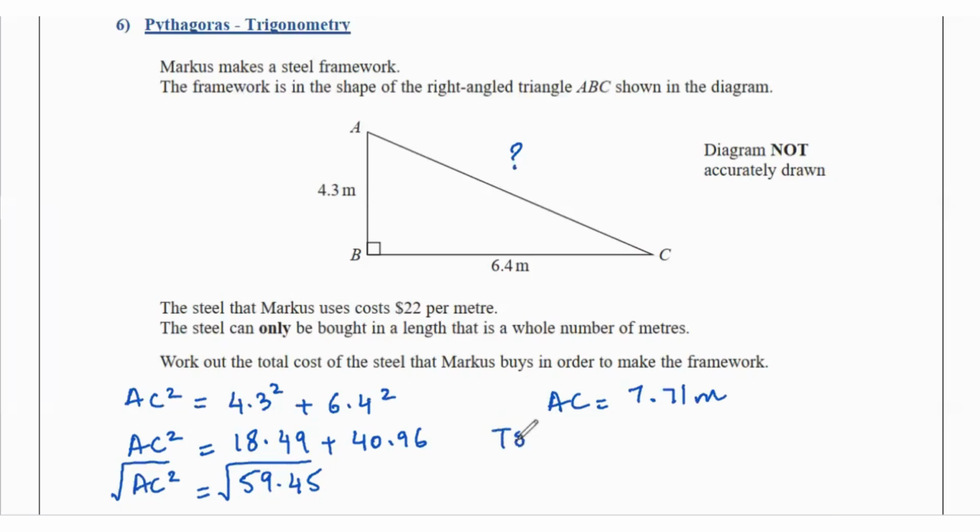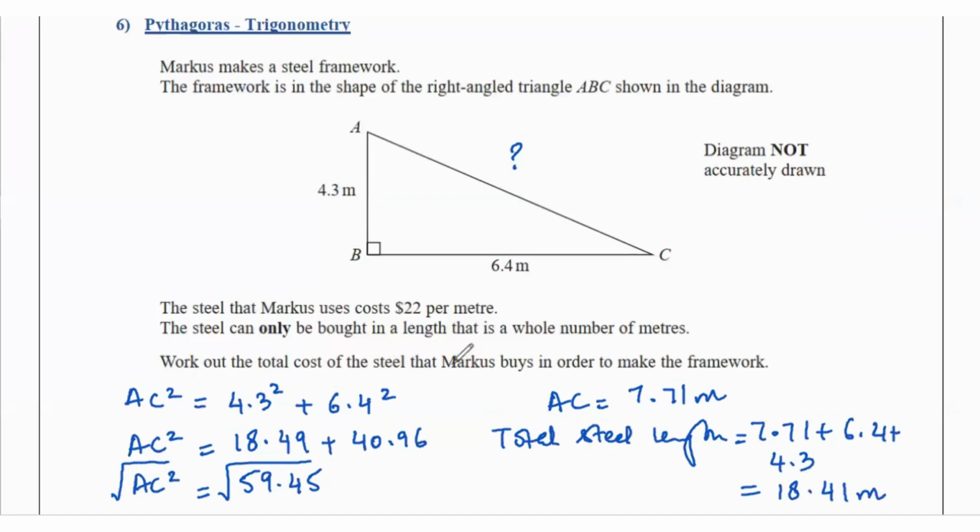Now total steel length is going to be 7.71 plus 6.4 plus 4.3. That gives us 18.41 meters. Since the question says that steel can only be bought in a length that is a whole number of meters, the 18.41 will be rounded to 19 meters. So 19 meters of steel is bought.